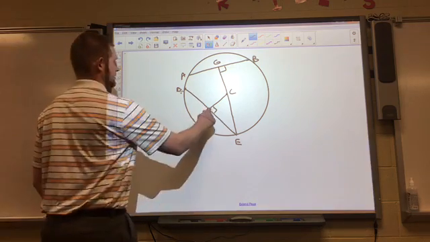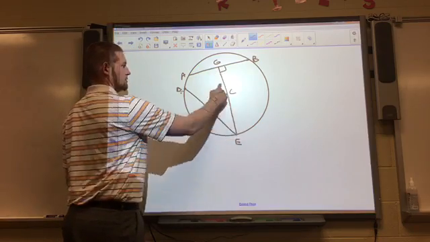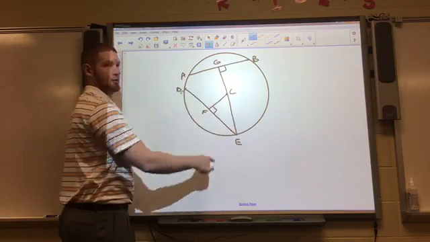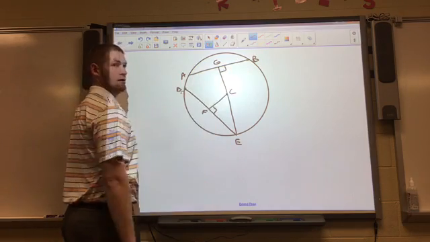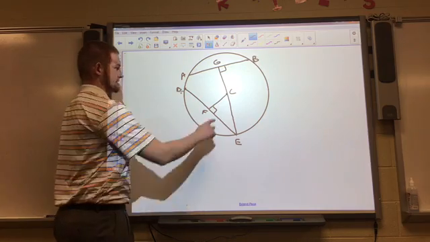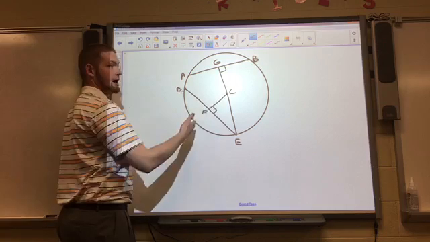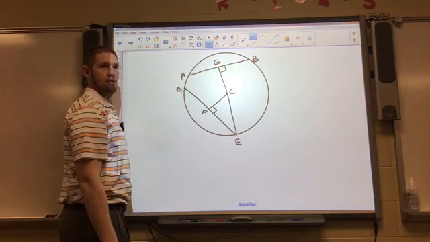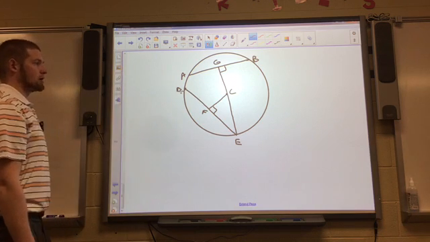Hey, that's important because is this a diameter? I mean, almost, but can we think of it as a diameter? So what does it do to this segment? It bisects it, right? Is this a diameter? I mean, it's not, but we can treat it as one, right? Does it bisect? Yes. Hey, what else?